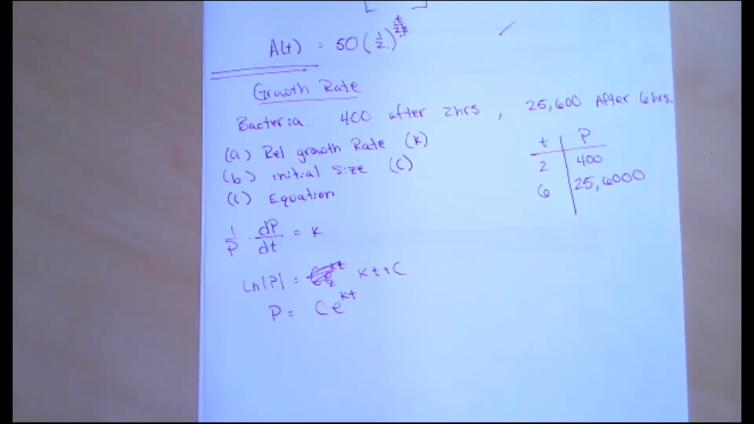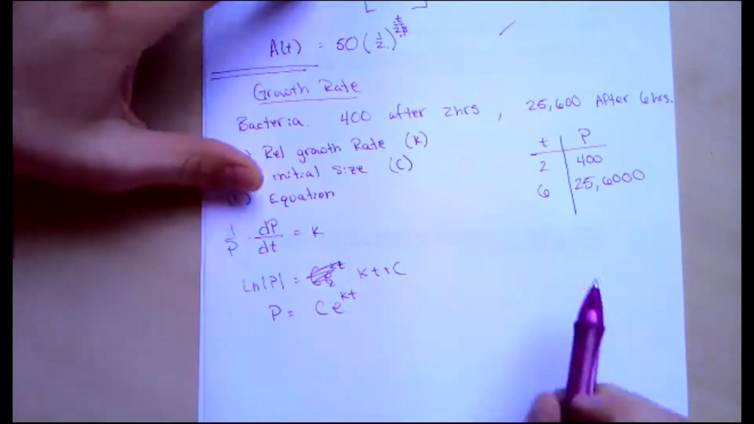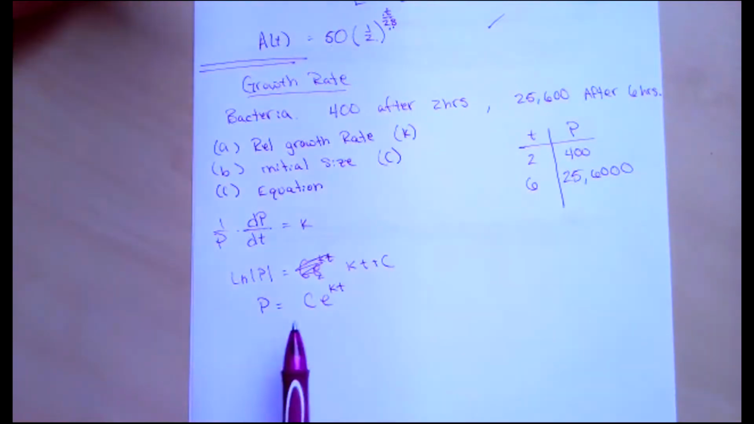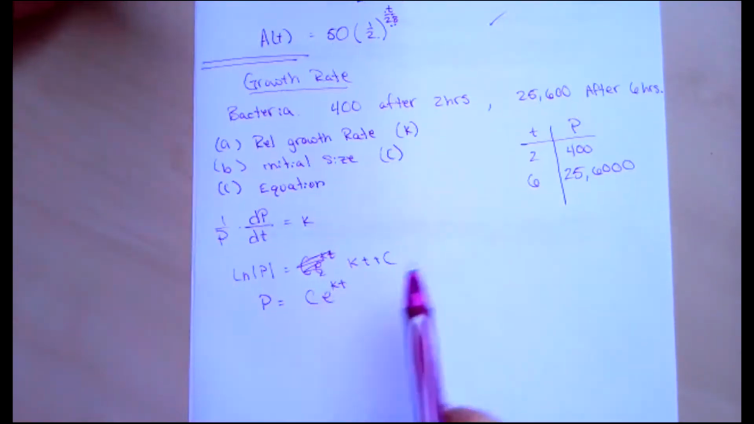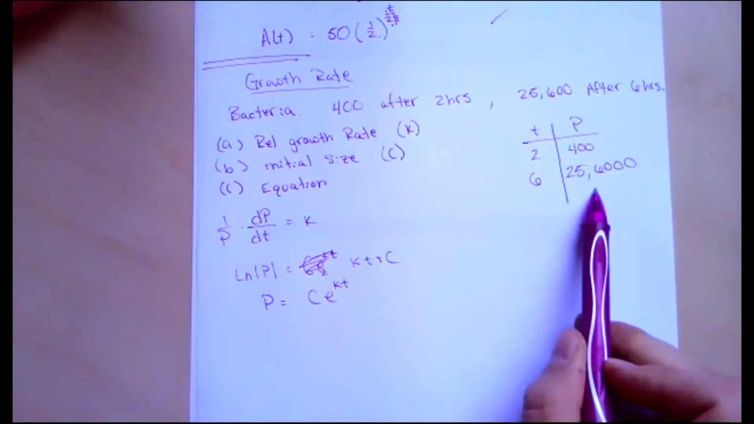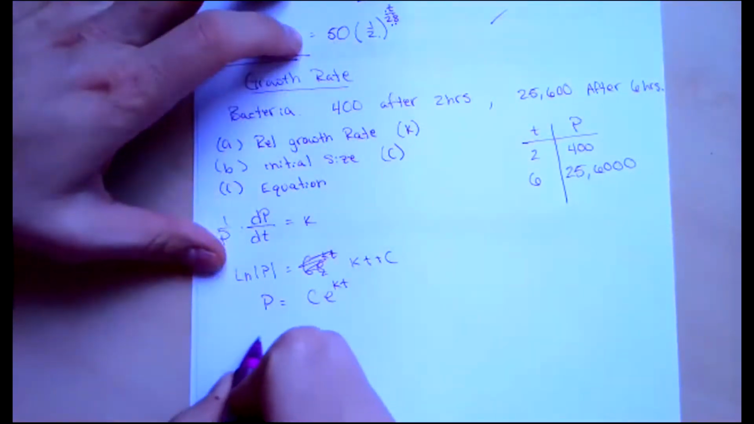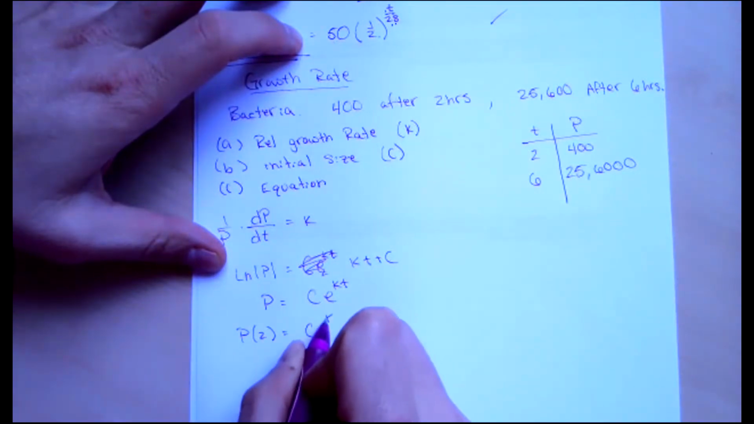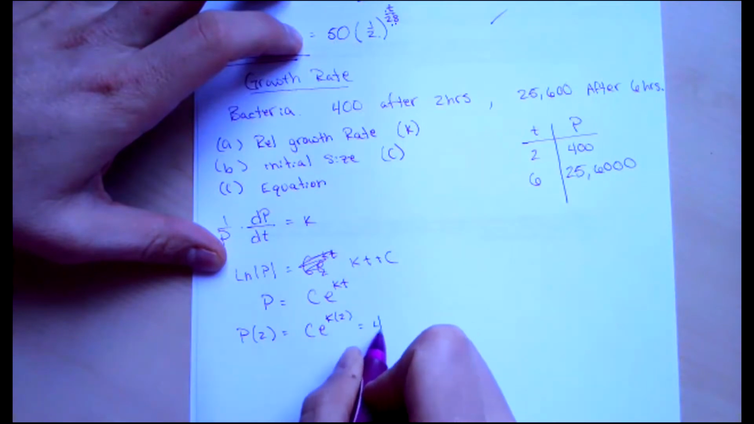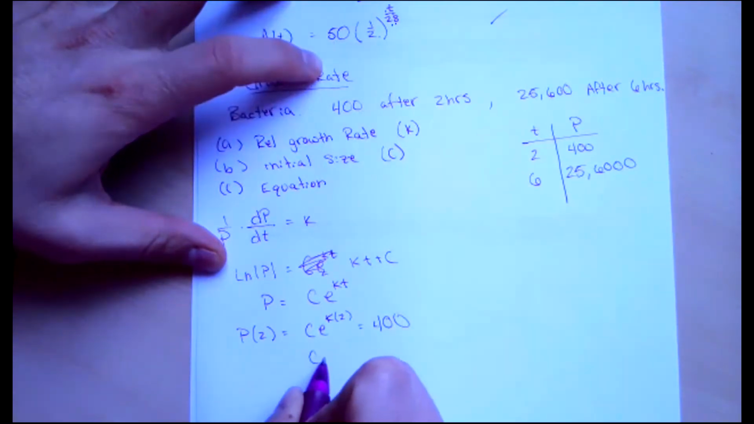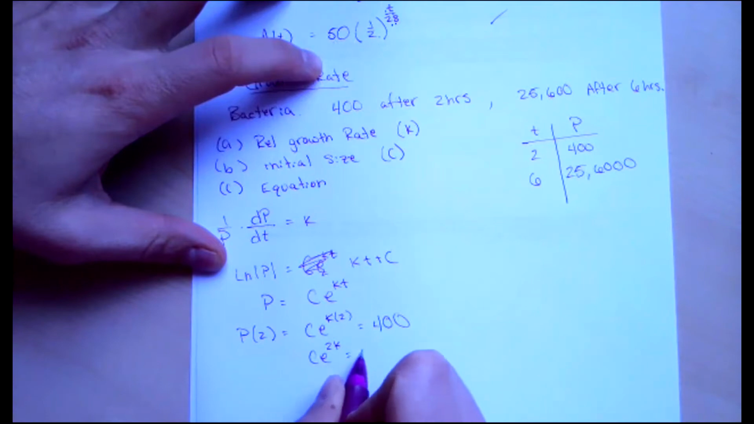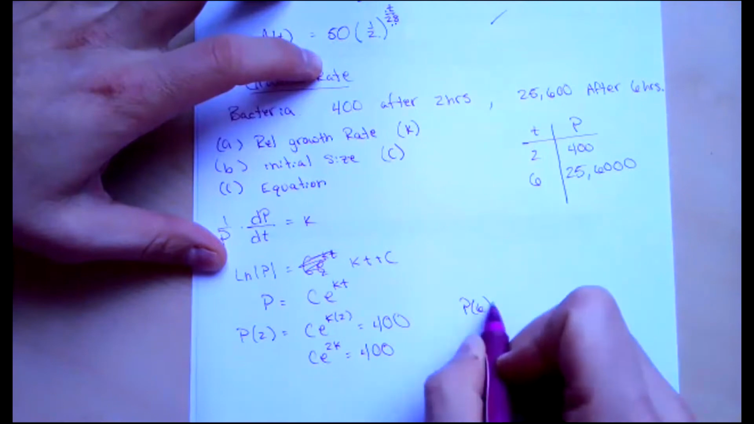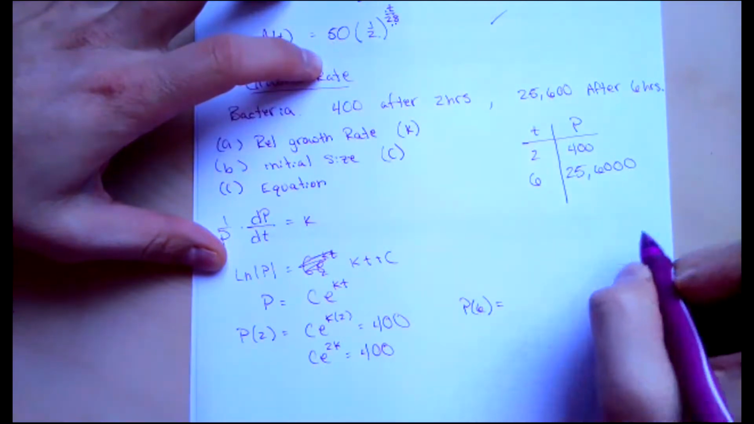And now we just got to solve for our constants. So how do we do that? We need to just plug in our initial information. We're going to get a system of equations. I have two unknowns, my C and K, which means we need two data points, which they give us. So I know that P of 2 is 400. In other words, C times e to the 2k equals 400. And I know that P of 6 is 25,600.